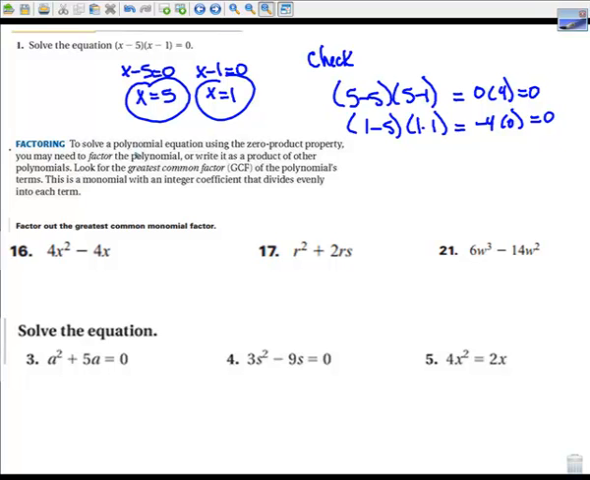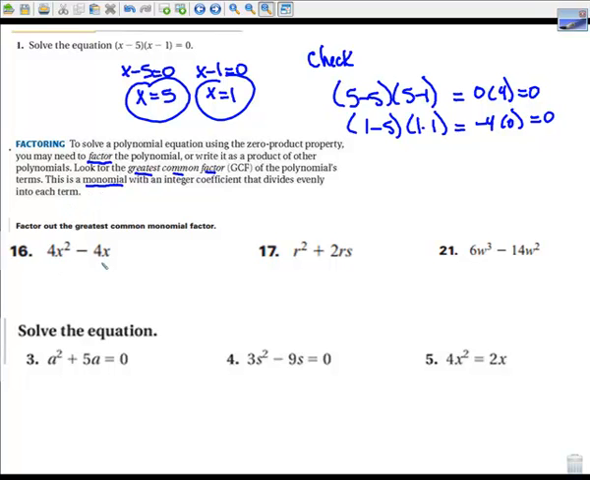Right now it says to solve a polynomial equation using the zero product property, you may need to actually factor the polynomial. These have already been factored. Or we need to write it as a product of other polynomials. The first thing we're going to do is look for the greatest common factor, also known as the GCF, of the polynomial's terms. This is a monomial with an integer coefficient that divides evenly into each term.